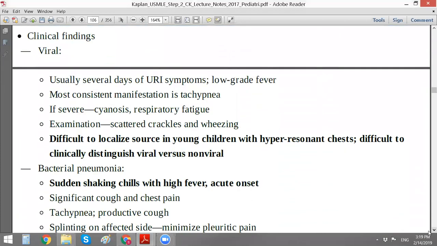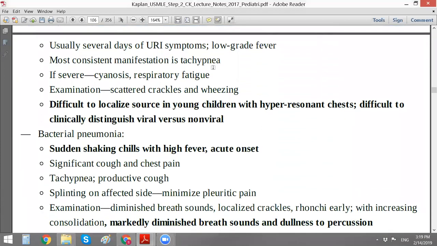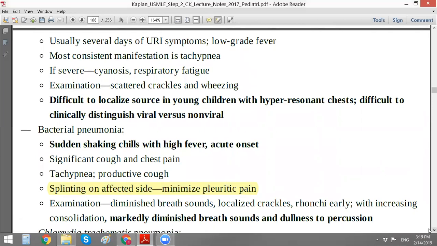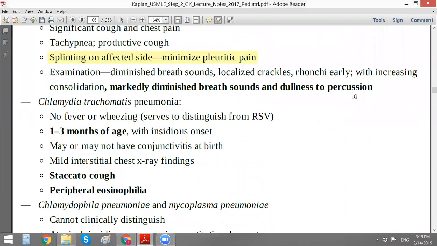Clinical findings, viral: usually several days of upper respiratory infection, low-grade fever, with tachypnea, cyanosis, and respiratory distress as the most consistent manifestations. Difficult to localize in young children, with a hyperresonant chest. It is difficult to clinically distinguish viral versus non-viral. Bacterial will be sudden, with shaking chills and high fever, acute onset, and then productive cough, splinting on the affected side to minimize pleuritic pain. Examination shows markedly diminished breath sounds and dullness to percussion, with low fever or wheezing.